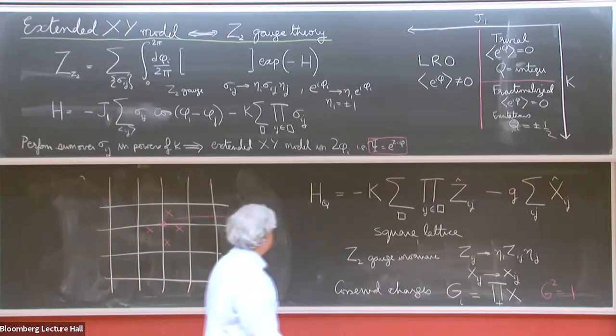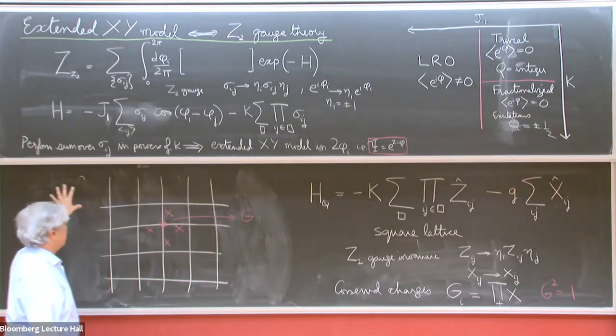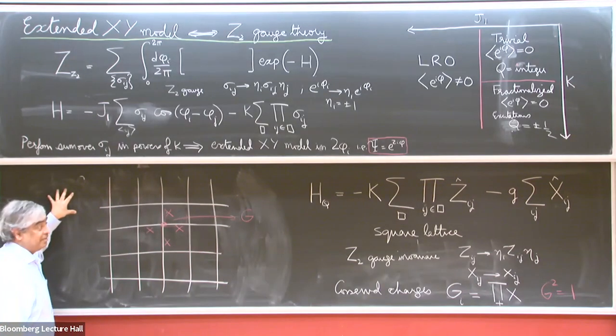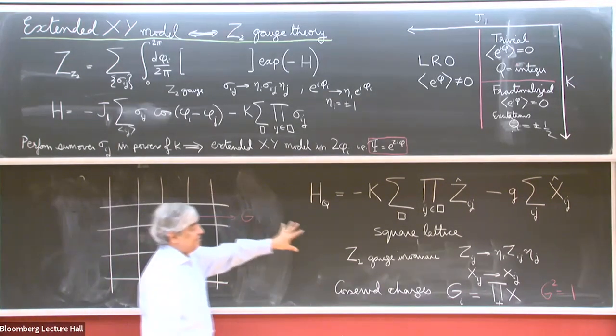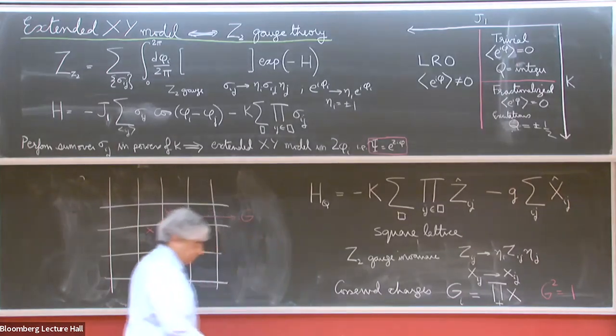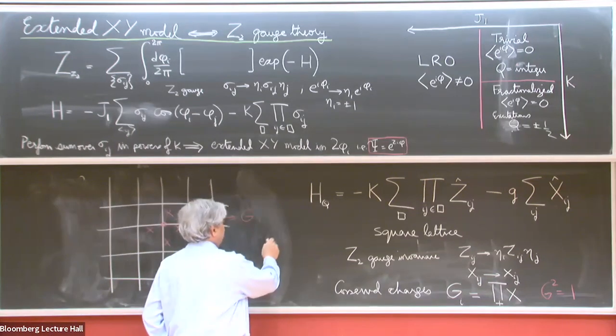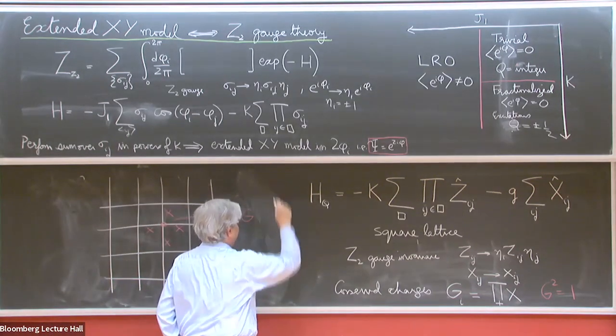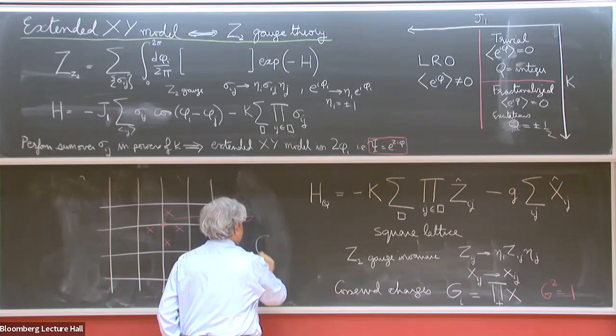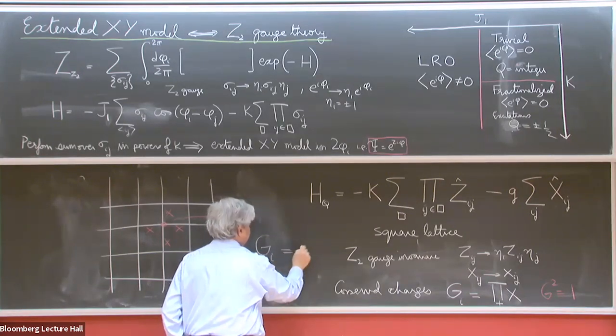To be well defined. Now, for this particular mapping, when I started from the Z2 gauge theory and came to this theory, in fact, what I need is for G to be equal to the following. In fact, with the gauge theory as I've defined, all the G_i have to equal 1. Okay.